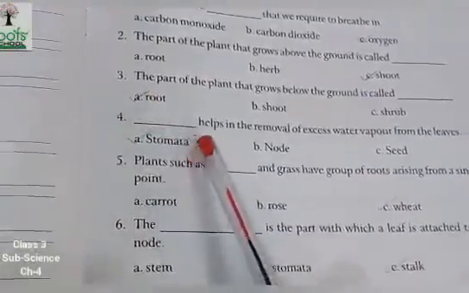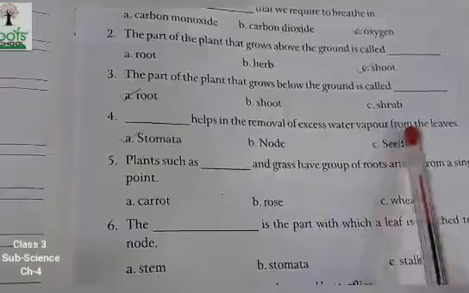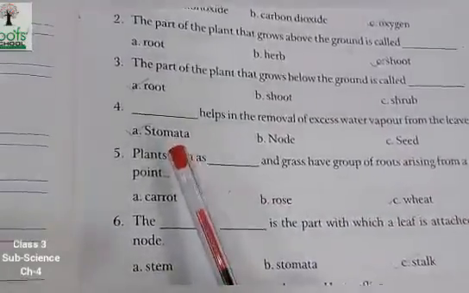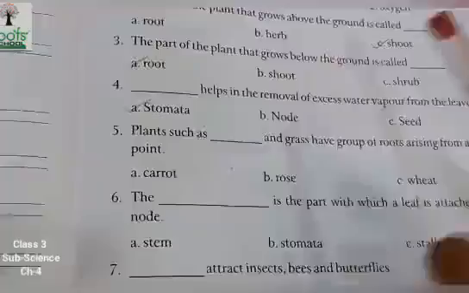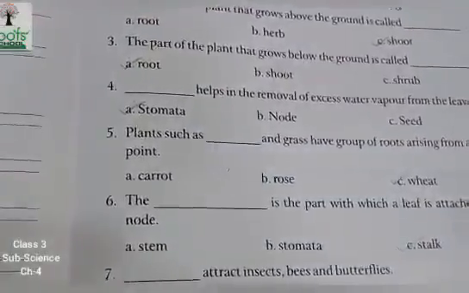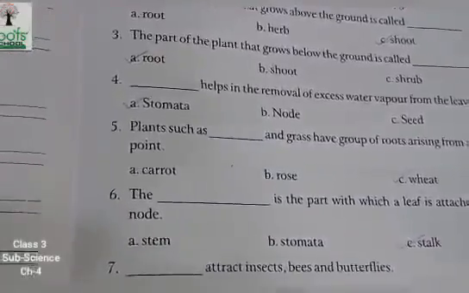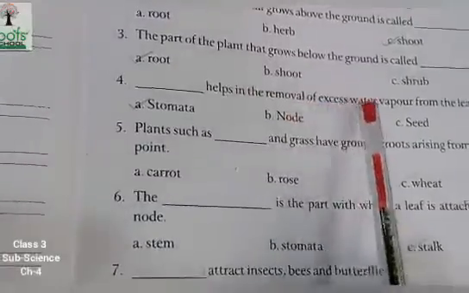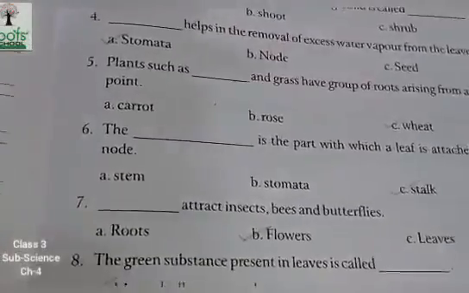Fourth one, dash helps in the removal of excess water vapor from the leaf. Which part? Stomata. They are the small openings at the back side of the leaf. Yes, that is underneath. That helps in the removal of excess water vapor from the leaves.